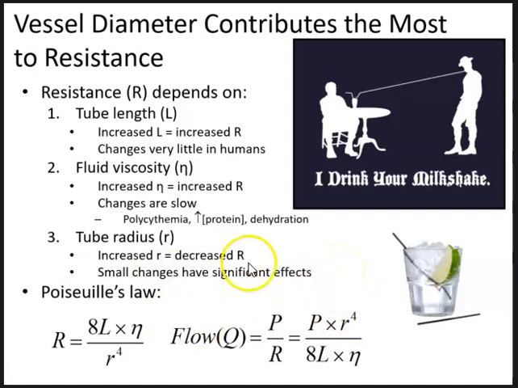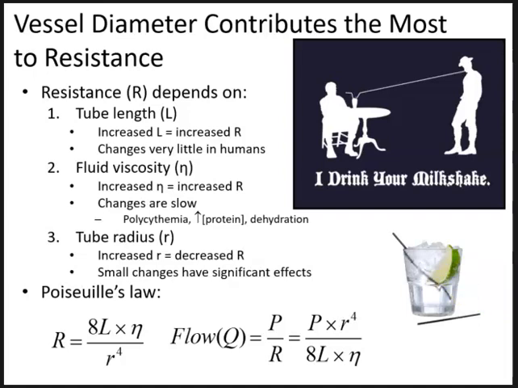It takes a lot more strength to drink a nice thick milkshake versus drinking just a less viscous fluid such as soda or water. A third variable that will have an effect on resistance is the tube radius, and this variable actually is what has most of an effect on resistance. So we know that any increase in tube radius would decrease resistance. So they are inversely proportional. So again, an increase in radius would cause a decrease in resistance.